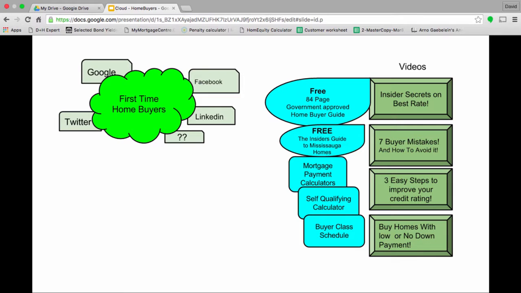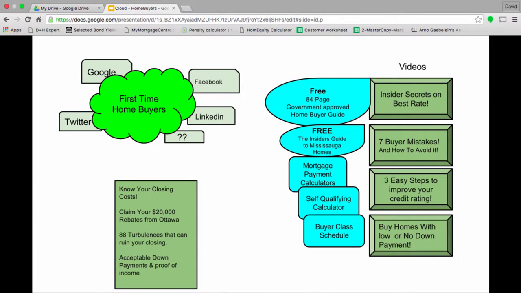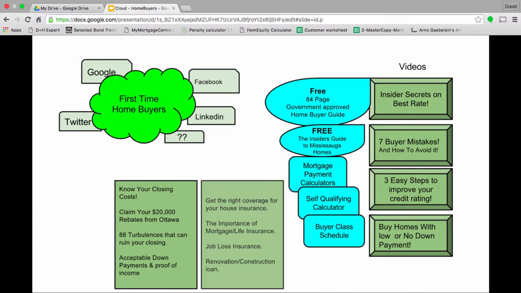Buyer classes, advertised online, giving them a schedule where they can sign up for it. There are other topics too that we won't spend the time on for now. This is just a list of some of them. Here's another one of my favorites: how do you get a $20,000 rebate from Ottawa?